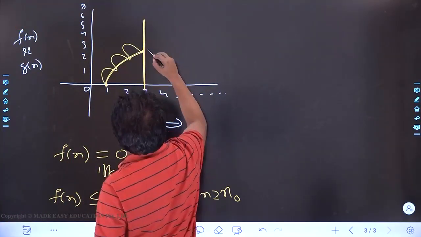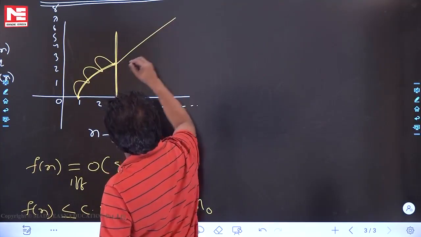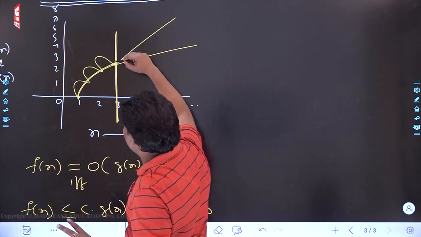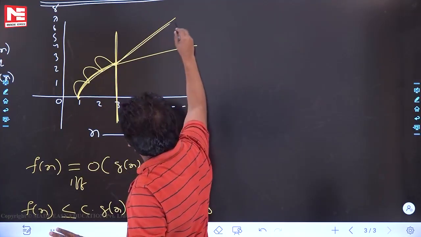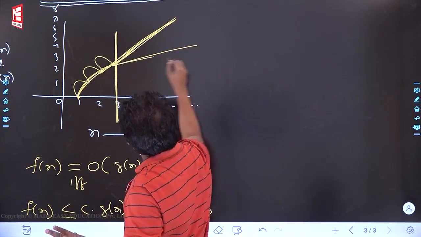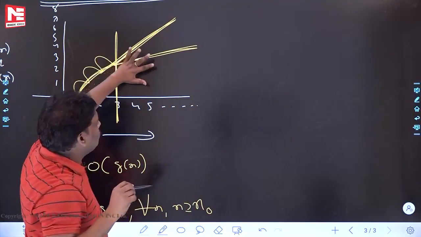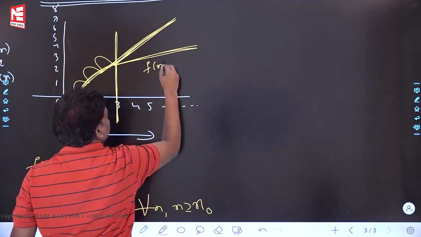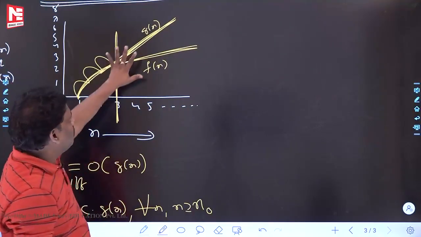Now see properly here. The one which is increasing and decreasing is going to be f of n. The one which is going straight is going to be g of n. Now can you help me? How many people will give the answer? If you see this graph, this is f of n and this is g of n. Who is bigger? See this graph and talk.